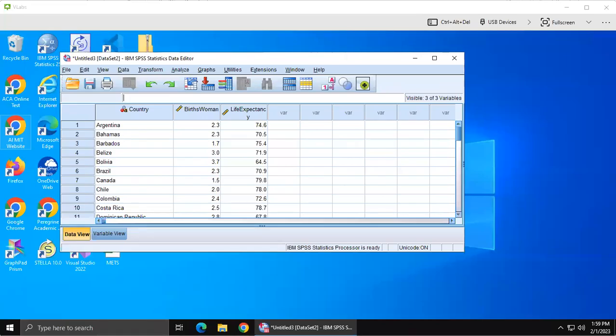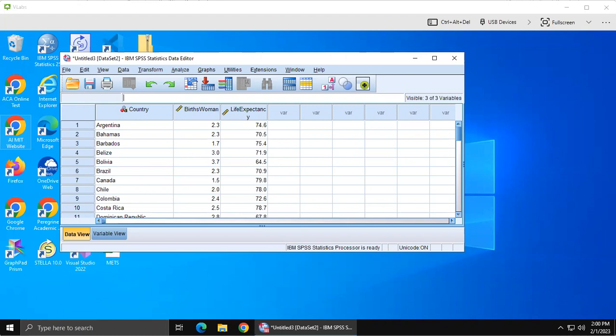Today we're going to learn how to compute Pearson's correlation coefficient using SPSS. In that dataset, we have a variety of countries from the Western Hemisphere. In the second column, we have the estimated average number of births per woman for each of those countries. And in the third column, we have the average life expectancy. That is, on average, how long do people live in those countries? This is all data from 2004.